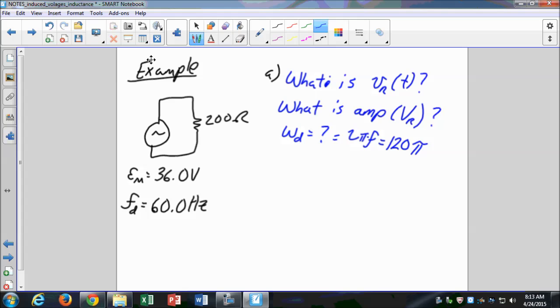Alright, so omega d is 120 pi. V_R here, what is my V_R equal to?